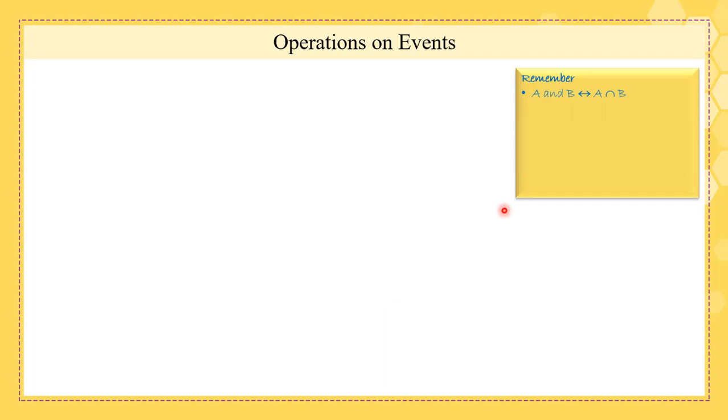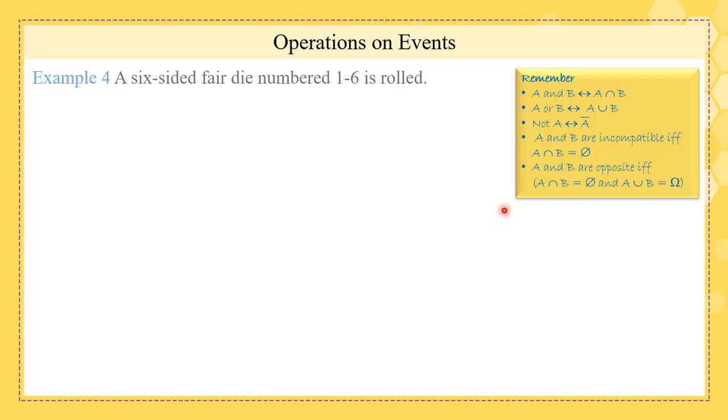So this is the list. AND means intersection, OR means union, NOT means bar, incompatible if the intersection is phi, and opposite if the intersection is phi and the union is omega.